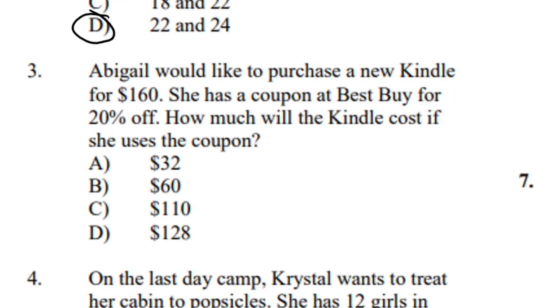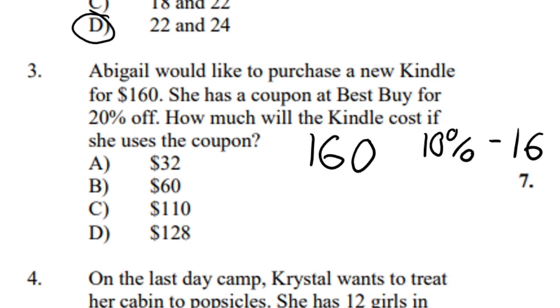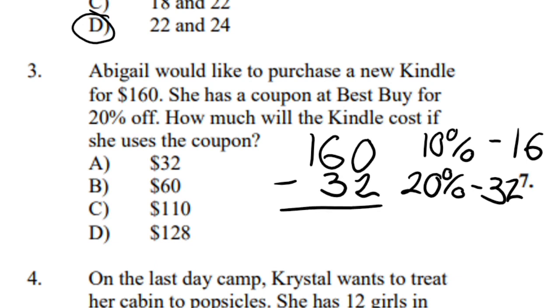Abigail would like to purchase a new Kindle for $160. She has a coupon at Best Buy for 20% off. How much will the Kindle cost if she uses the coupon? So first of all, if the Kindle costs $160, then 10% of that would be $16. 20% would just be double that, which would be $32. If Abigail had a 20% off coupon, then all we would need to do is subtract the full price of $160 by 20% of it, which is $32, which would give us $128.